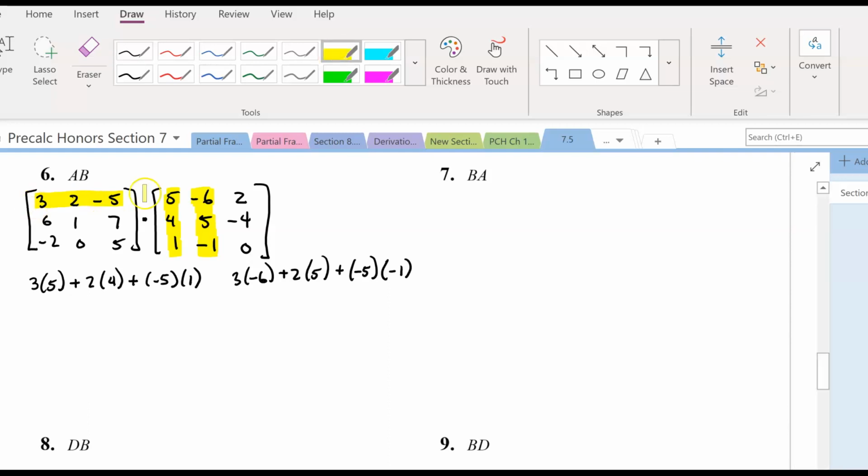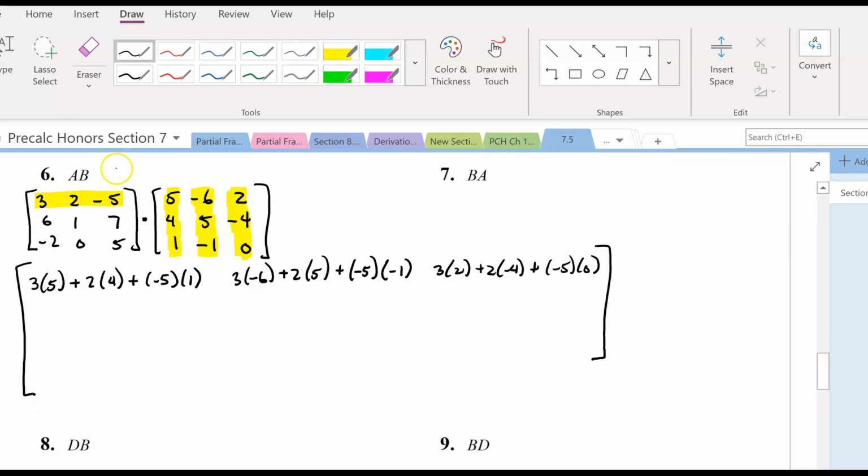Now we'll take the first row and multiply it by the third column to get the first row, third column of our new matrix. So we've got 3 times 2. Go to the next one, 2 times negative 4, plus negative 5 times 0. And that completes the first row of our new matrix.